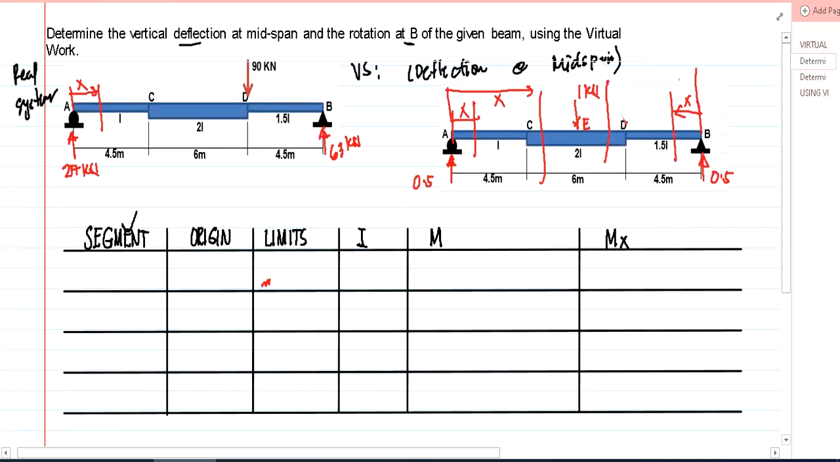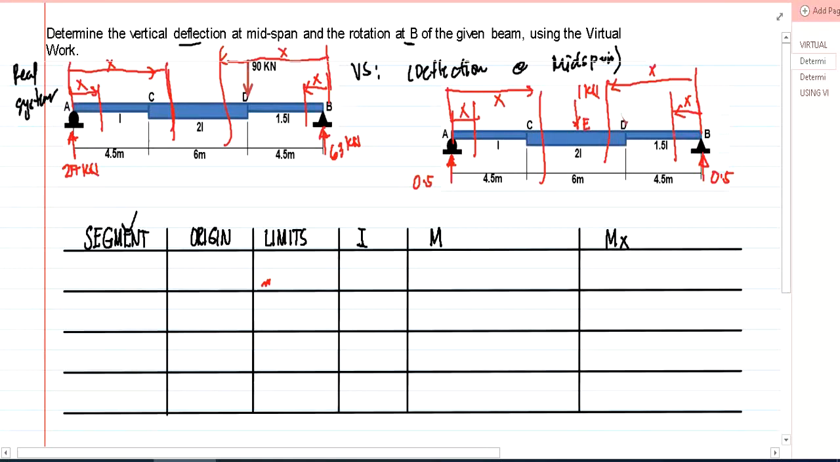And for DE, mag-cut tayo yung origin ko sa B. This is to minimize the equations of our moment. Okay? So parehas yung cutting ng virtual system dito sa ating real system. So magka-cut ka dyan. X. We have X. And we have X. So yan yung magiging cutting natin.